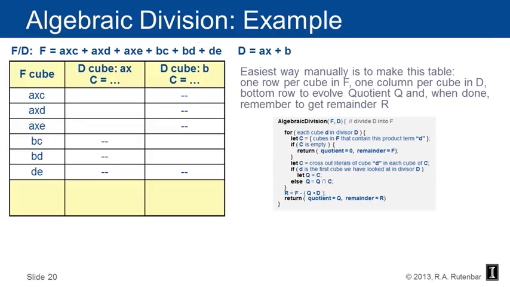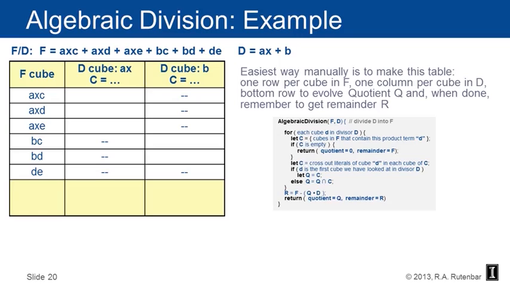you an example. So here's F. I want to divide F by D. And capital F is AXC plus AXD plus AXE plus BC plus BD plus DE. And capital D is AX plus B. So I want to divide F by D, and I want to see what happens.